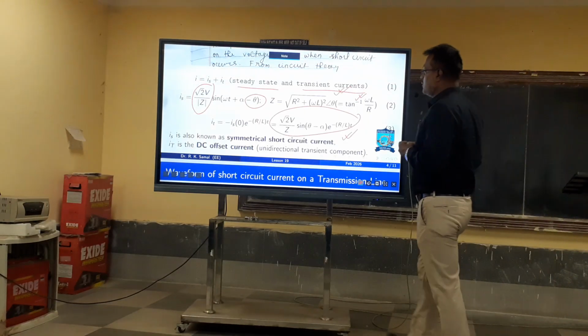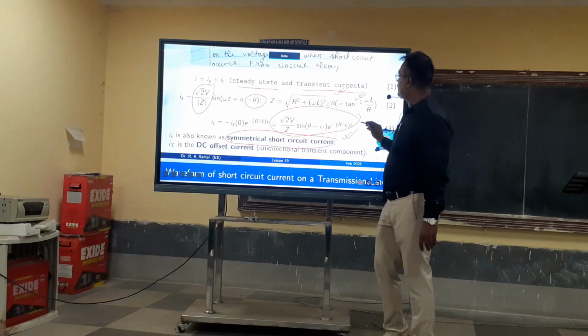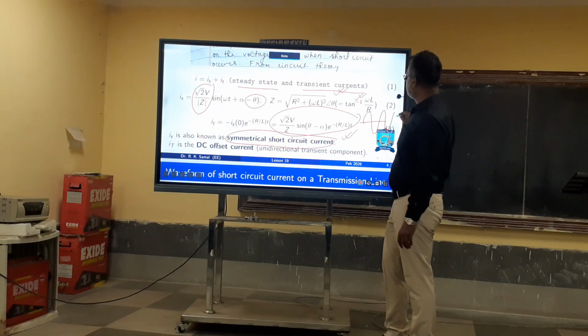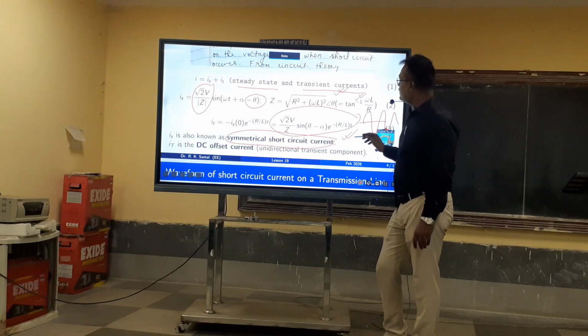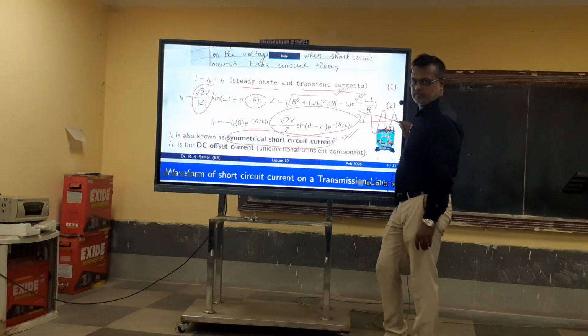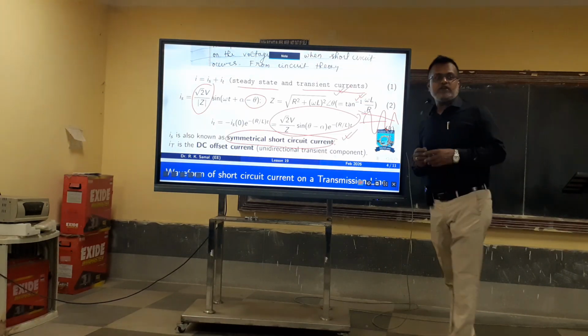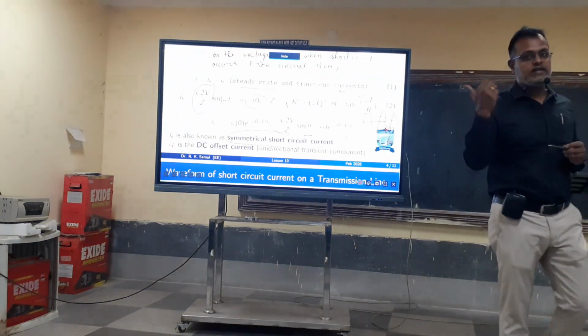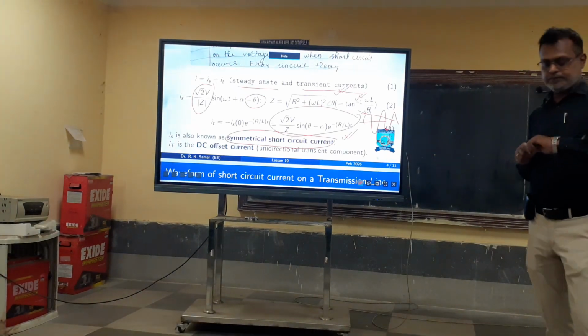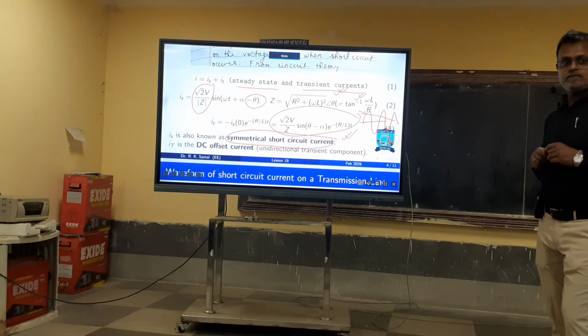Okay. So this is the symmetrical short circuit current, which is a constant current, whereas there is a DC offset current which is superimposed on this. We'll see the nature in the next slide. Write the expression.